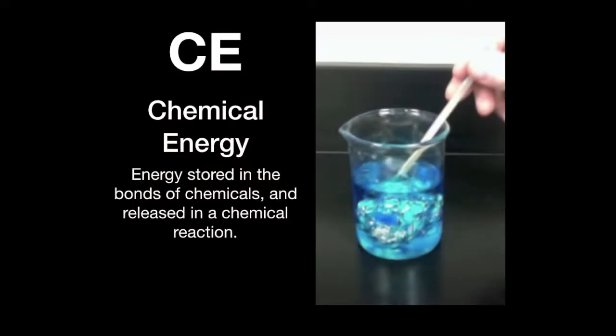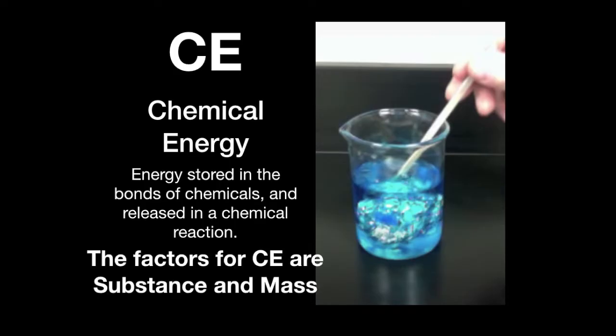In order to understand this lab, there are three types of energy that we need to look at. One is chemical energy. That is energy stored in the bonds of chemicals and released in a chemical reaction. The factors that affect chemical energy are the substances being reacted and the mass of those substances.